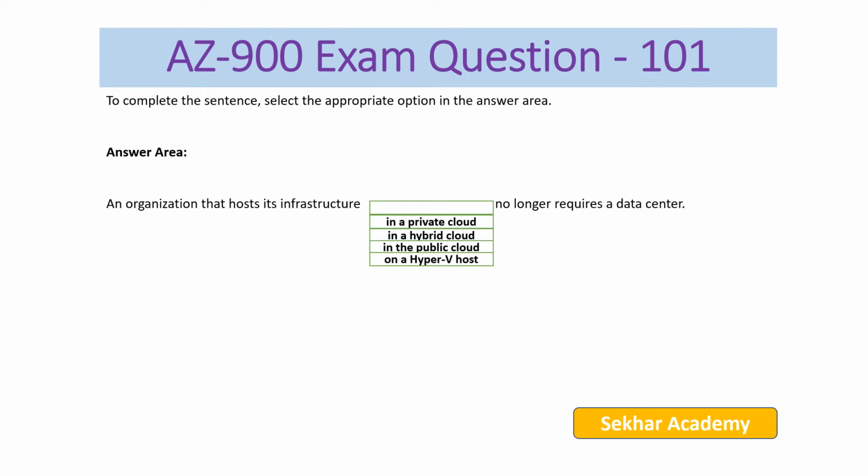See, private, hybrid, and Hyper-V will require the data center, which we need to host the infrastructure. But in the public cloud, the cloud provider will handle the data center. So the organization doesn't need to maintain the infrastructure, right? So the right answer is: an organization that hosts its infrastructure in the public cloud no longer requires a data center.